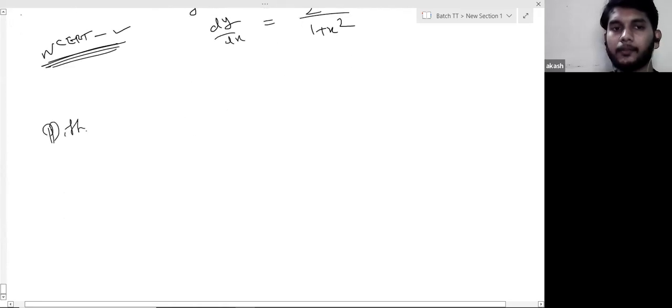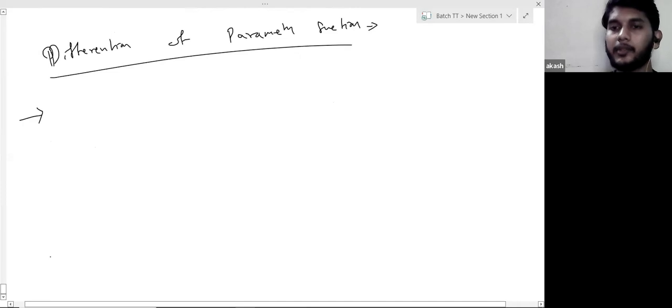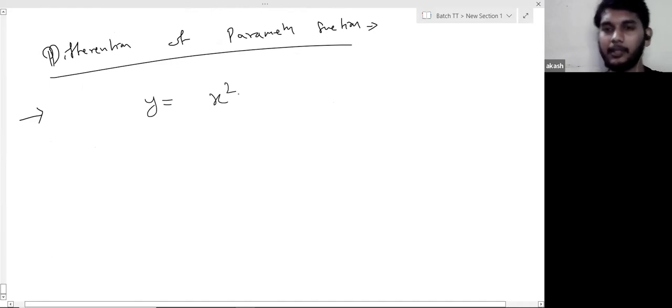Differentiation of parametric functions. Right. So, what are parametric functions? First, we need to get that. Till now, we were seeing things like y equals some function of x. Right? x square, x to the power 6, sine x, cos x, everything is in terms of x and y.